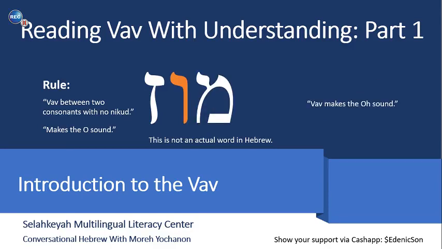Vav makes the O sound. Zayin makes the Z sound. So let's put it all together.